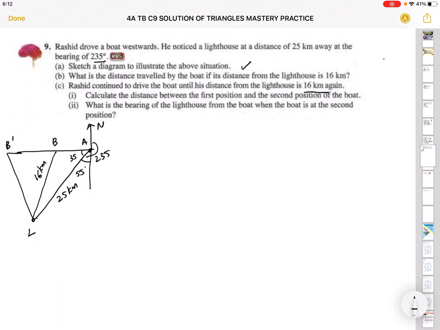Okay, so I want to find the distance AB. But before we find distance, let's look at what we have. We have angle, opposite length.